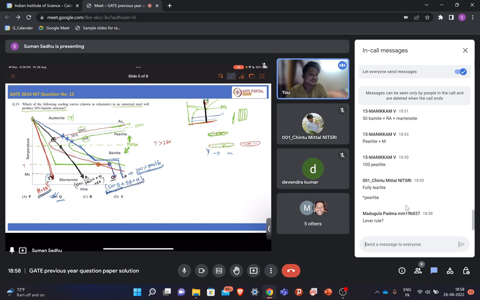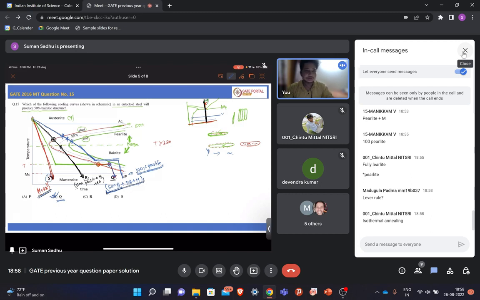From the lever rule? No, not exactly, because in the lever rule you will get the fraction of the phases that are present at a certain temperature. There is no relationship with time, but in the TTT curve there is a relationship with time. Isothermal annealing. If you do isothermal annealing, then yes, you will hold at a temperature for a certain time, and then you will quench, right?